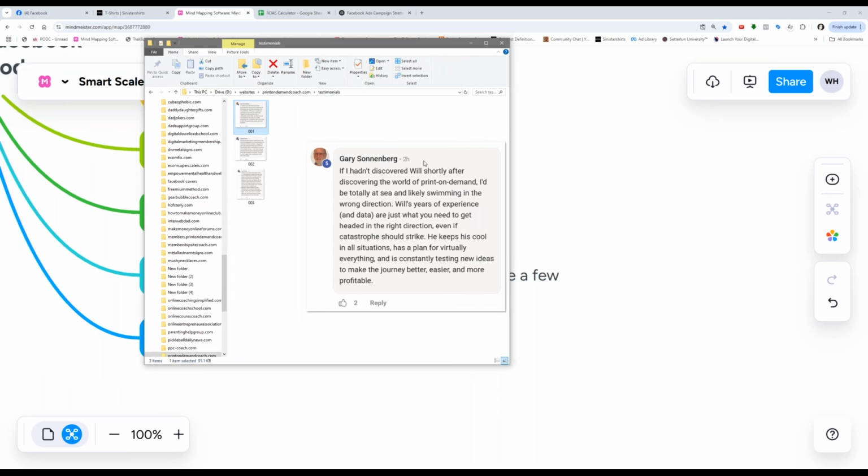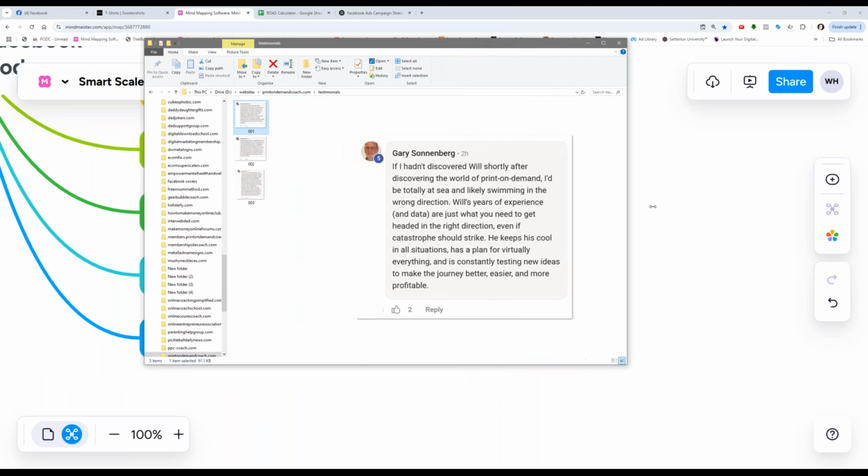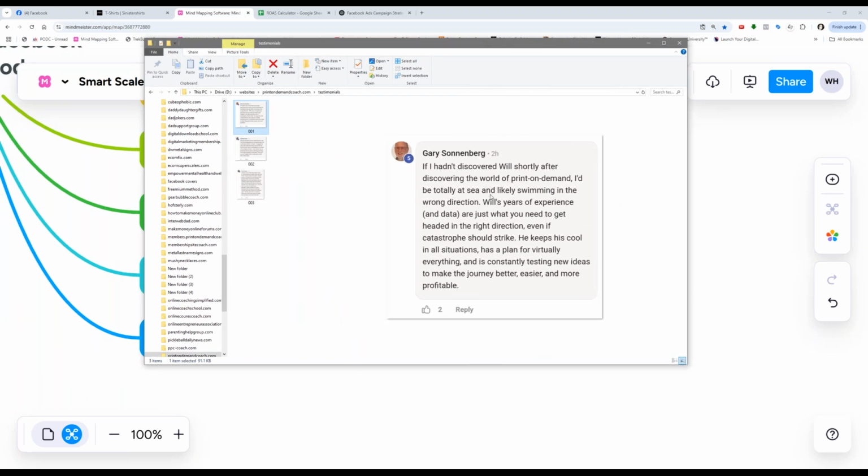All right. This is my friend Gary. Gary's in the print on demand coach. And so this is what he's saying. If I hadn't discovered Will shortly after discovering the world of print on demand, I'd be totally at sea and likely swimming in the wrong direction. Will's years of experience and data are just what you need to get headed in the right direction, even if catastrophe should strike. He keeps his cool in all situations, has a plan for virtually everything, and is constantly testing new ideas to make the journey better, easier, and more profitable.